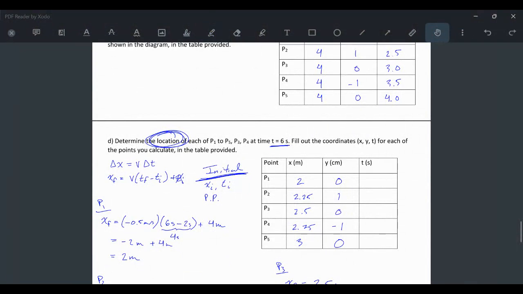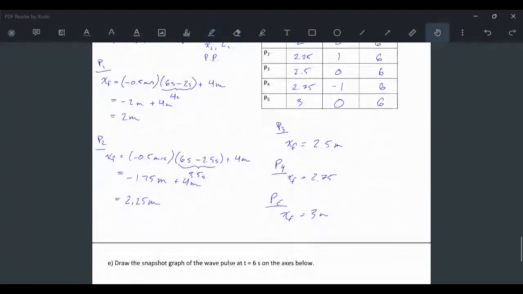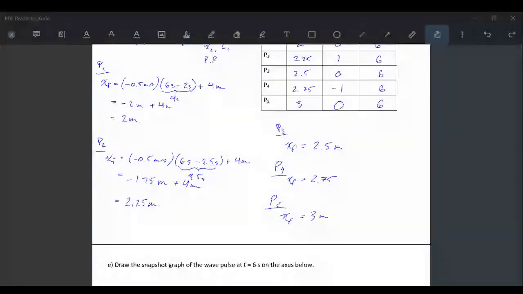And if you think back to what we did in the previous question, we had table 1 and we just copied the y's down to table 2. So it's pretty safe to do that every time. And because this is a snapshot graph, the snapshot's being taken at 6 seconds. We can just fill in 6s everywhere. That's our second table. We're basically ready to put together our graph.